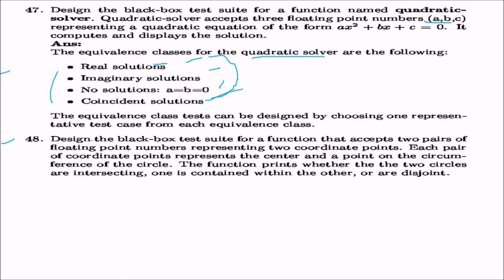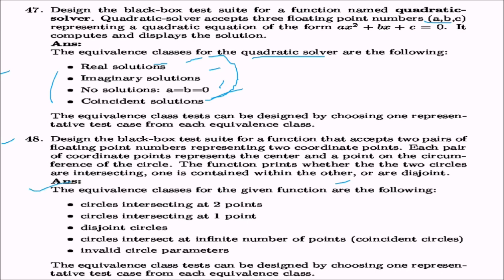48. Design the black box test suite for a function that accepts two pairs of floating point numbers representing two coordinate points. Each pair of coordinate points represents the center and the point on the circumference of a circle. The function prints whether the two circles are intersecting, or one is contained within the other, or they are disjoint.